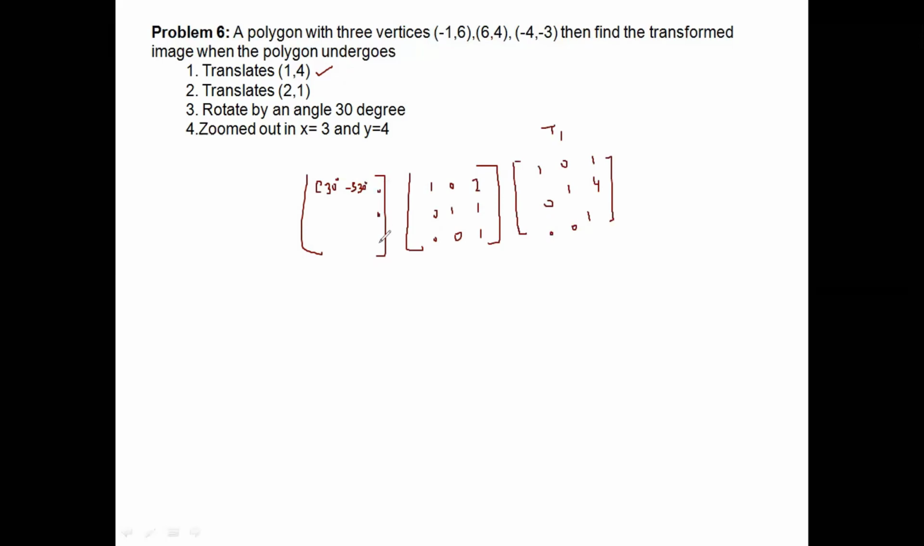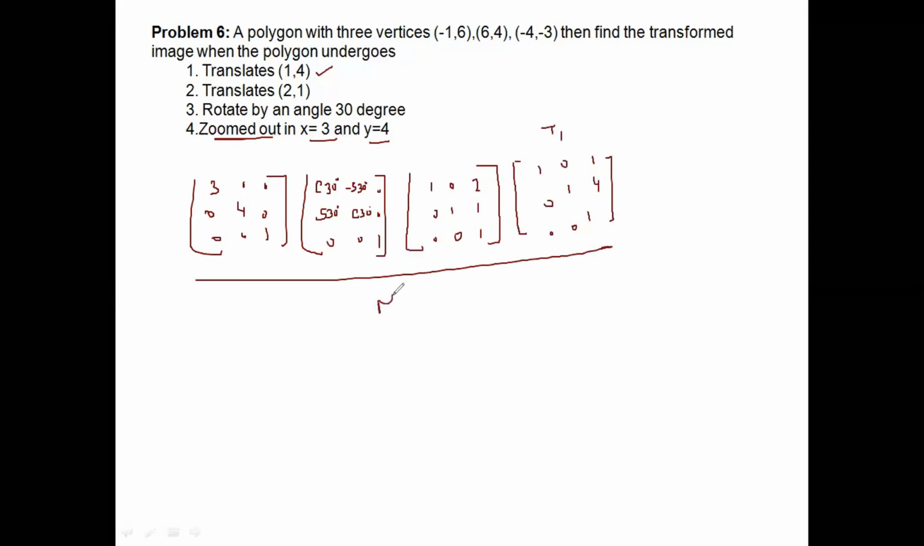Okay, sine 30 degree, cos 30 degree. Then you have to perform the scaling, that is zoomed out, as given here. The value shows that it will enlarge and it will be a differential scaling. Okay, so 3, 4, 1. These parameters are involved in scaling, and you know the scaling matrix by now, I hope. Okay, so this is the composite matrix and we are representing it as M.